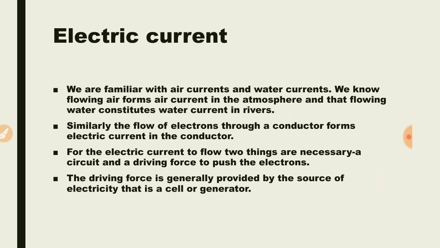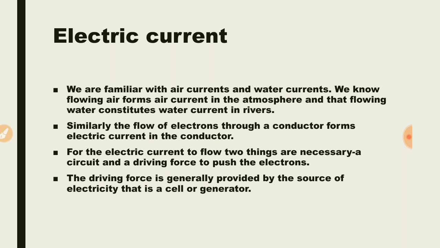Now, what is electric current? We are familiar with air currents and water currents. You know that flowing air forms air current in the atmosphere and flowing water constitutes water current in the rivers. Similarly, the flow of electrons through a conductor forms electric current in a conductor.